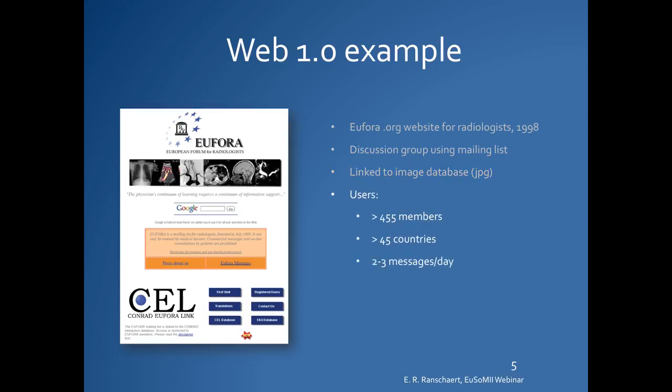The mailing list had about 445 members from more than 45 countries, and the interaction was kind of intensive. About 2 to 3 messages a day were being sent, which in that early period was quite a lot. The goal of this mailing list was to support radiologists in electronic communication and education, and it was also the intention to create some interaction between radiologists. I will show you how it worked.